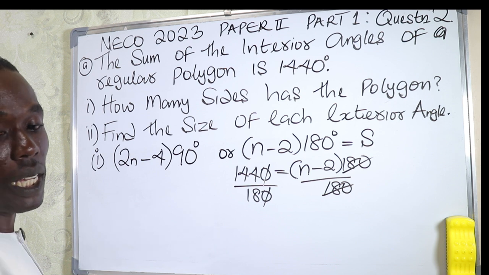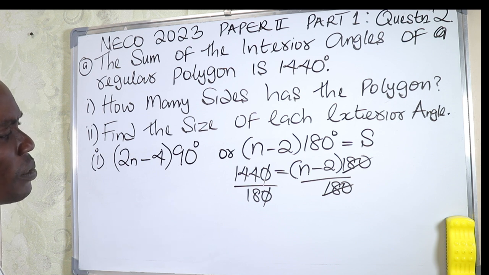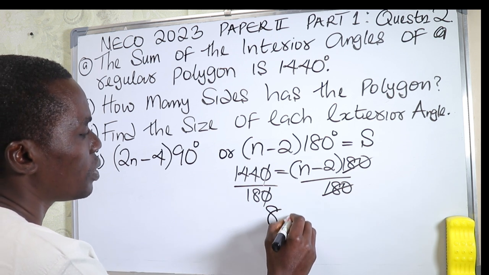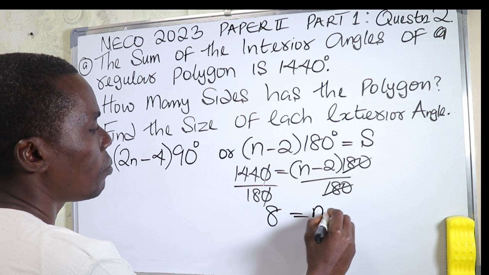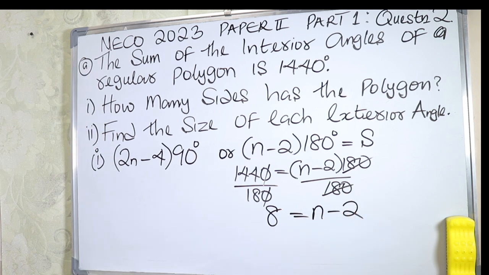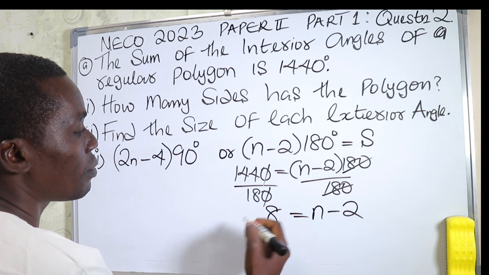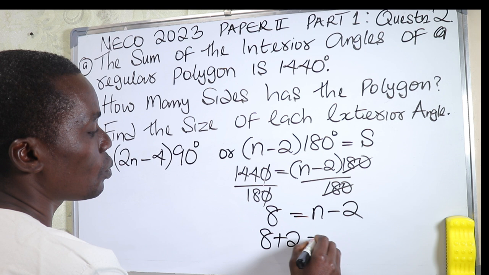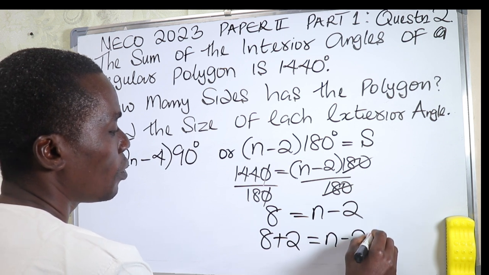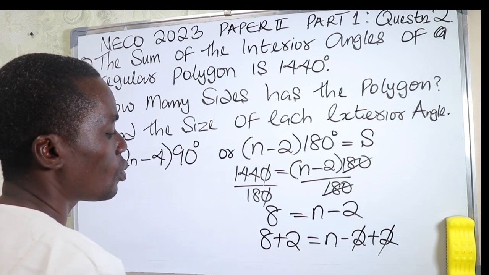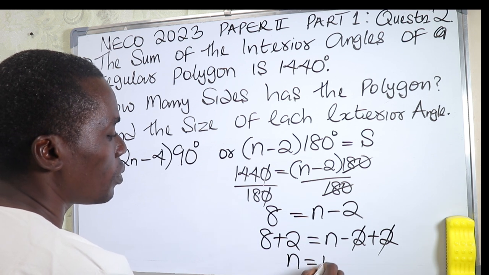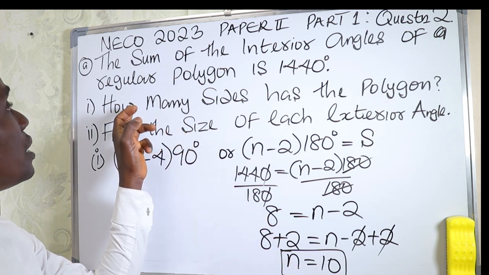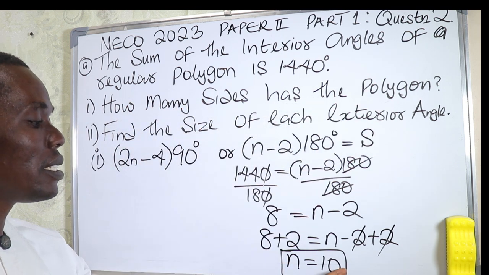144 divided by 18 will give us 8. So 8 is equal to n minus 2. As simple as that. If we add 2 to both sides, we have 8 plus 2 equal to n minus 2 plus 2, and the 2s cancel out. The value of n will be equal to 10. So the number of sides that this polygon has is 10.